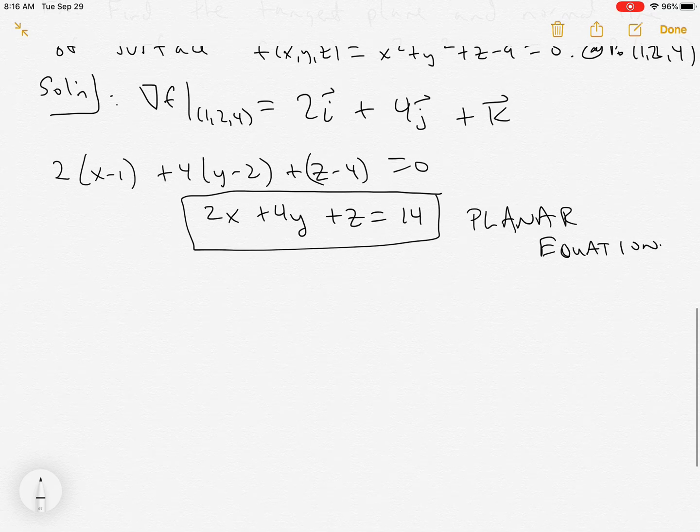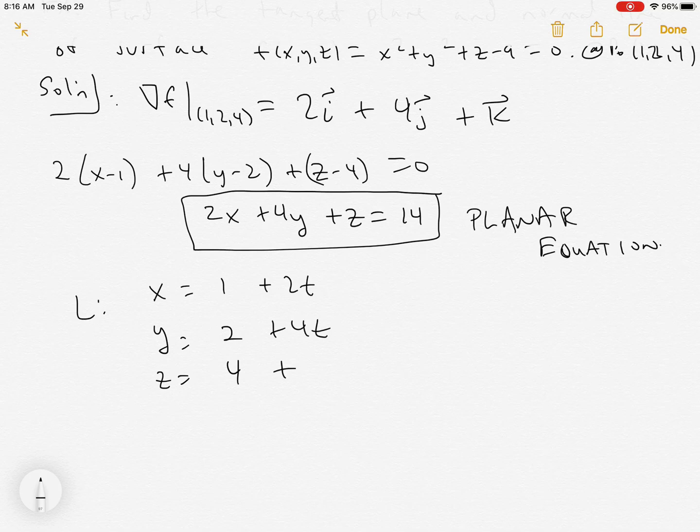Now let's find the equation of the line. x, y, z equals 1, 2, 4 plus 2t, 4t, t. Okay.